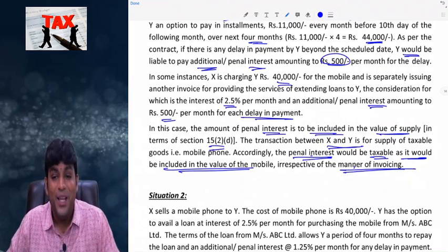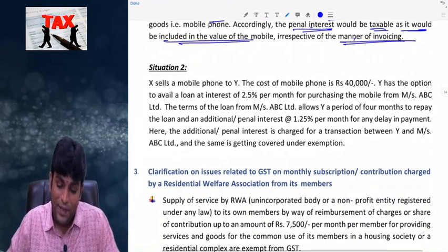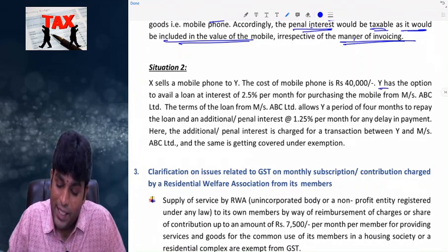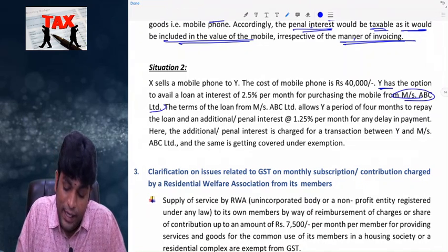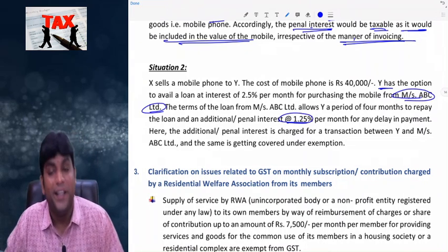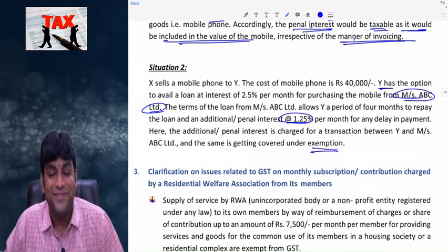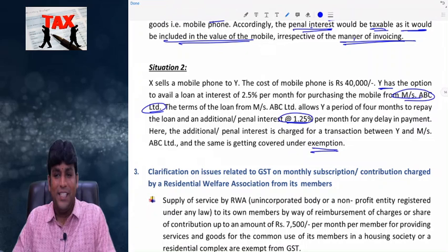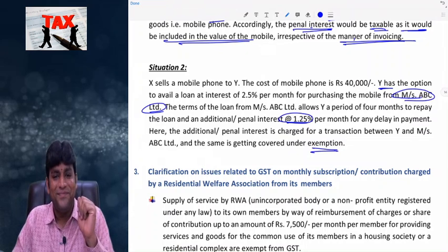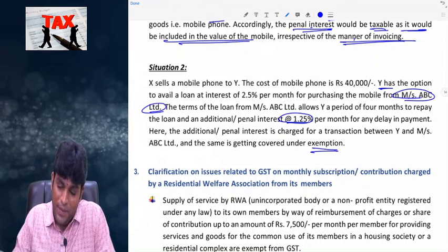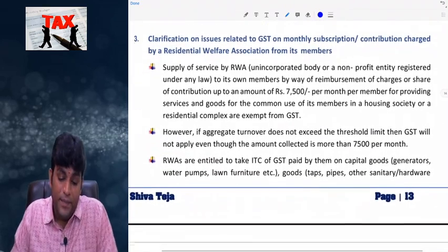But situation 2, you see, Y has taken a loan from ABC Limited and on that loan he paid interest. Then it's definitely exempt. That's the point. In the first case, it's not exempt. In the second case, it is exempt. I'm sure you got full clarity with the example of Reliance Digital that I have given. Clear? Done. Next. 1-2 more points in exemption.